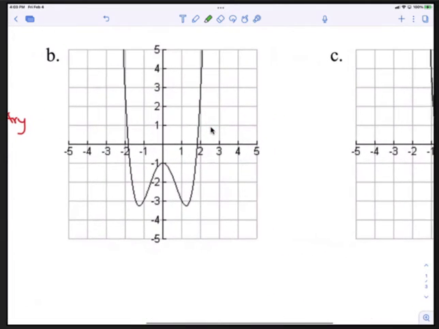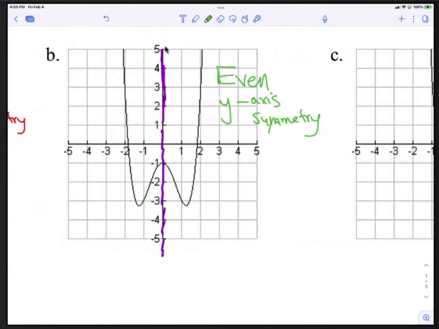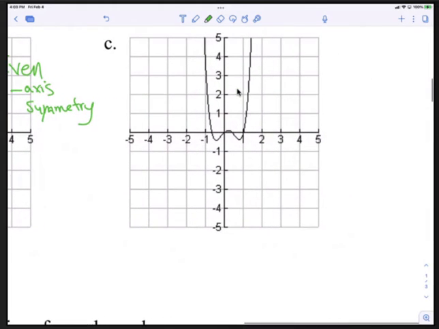Let's go over to graph B. You might determine that this graph is symmetric with respect to the y-axis. So if this is the y-axis, you can see that there is a mirror image or mirror reflection across the y-axis. Because this has y-axis symmetry, this graph is even. For graph C, this graph is neither symmetric through the y-axis, and it's not symmetric through the origin either. So this graph is neither even nor odd. It is neither.